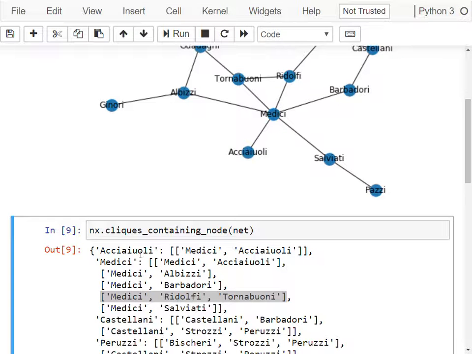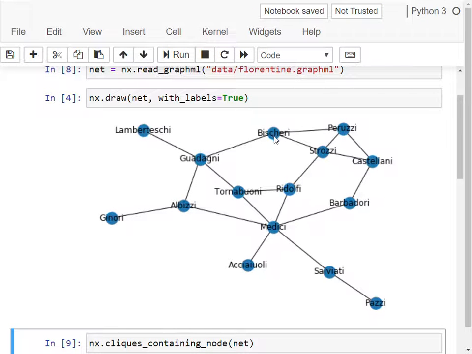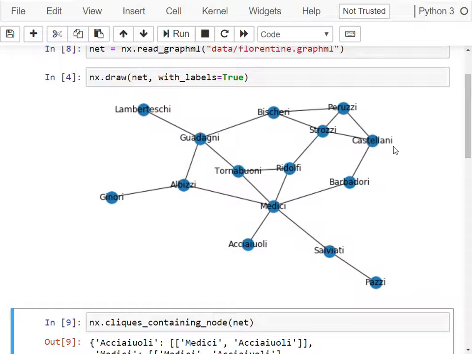Now, a clique as a substructure is very restrictive. We need all nodes to be tightly connected together. If you take a look at these four nodes, for instance, these four families, it's not a clique because it's missing this link between the Bicchieri and the Castellani family. That said, we still recognize this part of the network as a densely connected part.